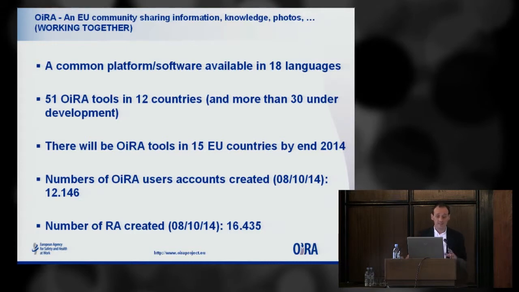So basically, OiRA is a common platform available in 18 languages. We developed 51 tools in 12 countries, and before the end of the year, we will have tools in 15. And we developed some statistics, so we know that we have around 12,000 OiRA user accounts, so people who register, and more than 16,000 risk assessments already created. So it's a way to monitor. We don't develop statistics, but we track also if people open an account, if they've reached till the end, but not about how companies are feeling using the tool.